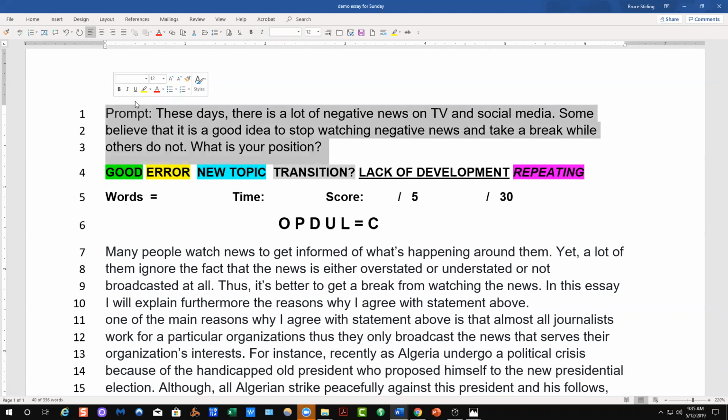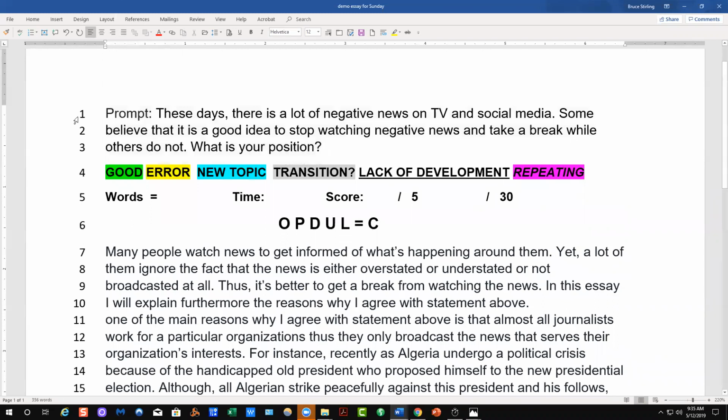These days, there's a lot of negative news on TV and social media. Some believe that it's a good idea to stop watching negative news and take a break, while others do not. What is your position? That's exactly the prompt that I had. And remember, I got 30 out of 30 on the writing section. And obviously they liked my answer to this essay.